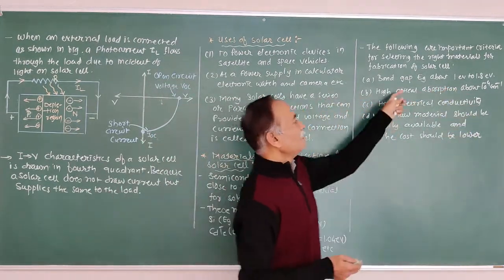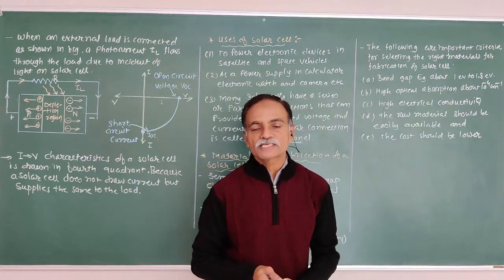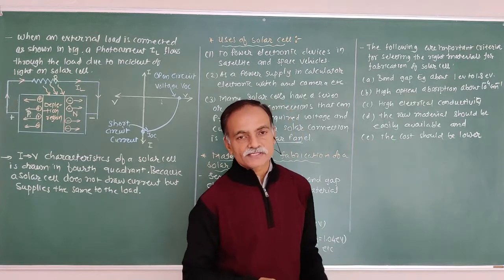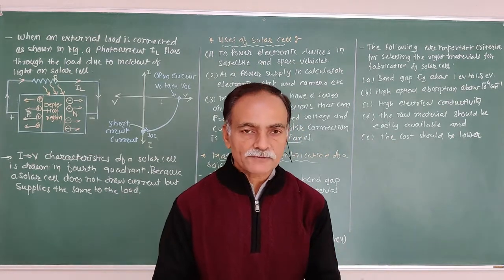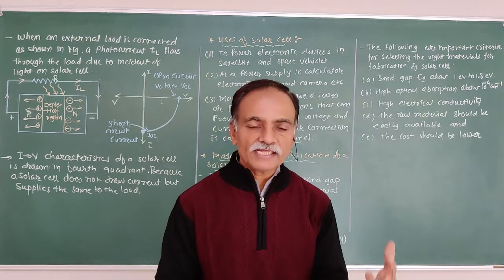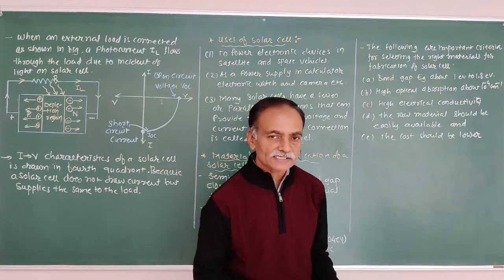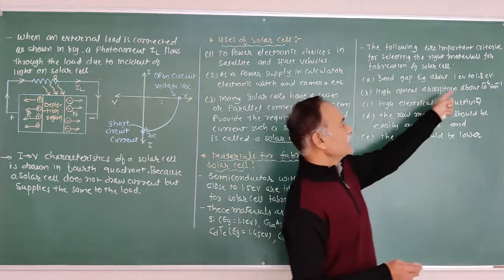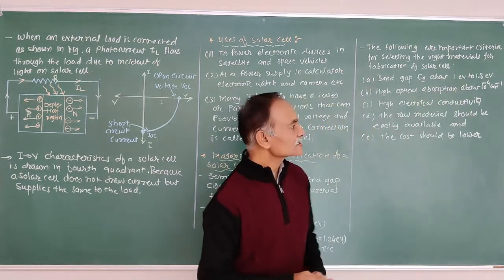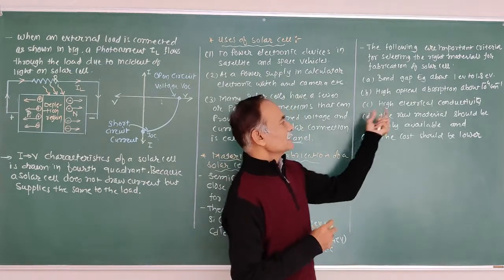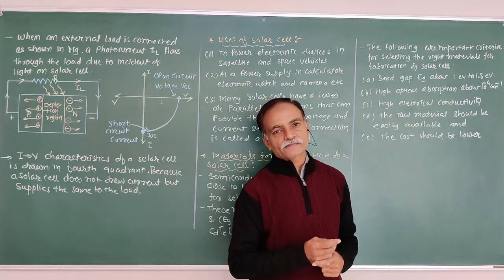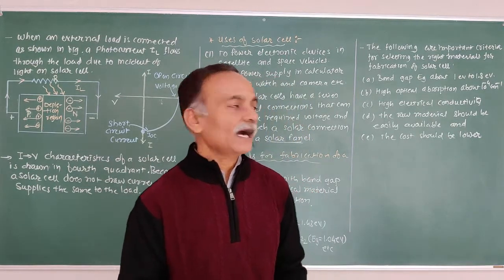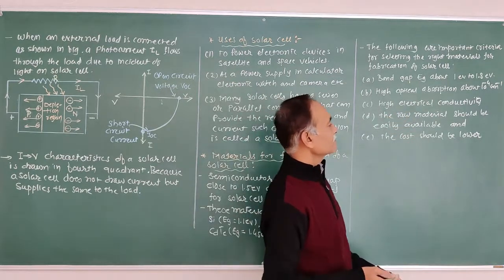Second is high optical absorption, about 10⁻⁴ per centimeter. That means whatever material we use should have high absorption capacity, so whatever light is incident on it, without reflection, all the light is absorbed. So this absorption is about 10⁻⁴ per centimeter. Next is high electric conductivity. That means the resistivity is low, so this material must have high electric conductivity.